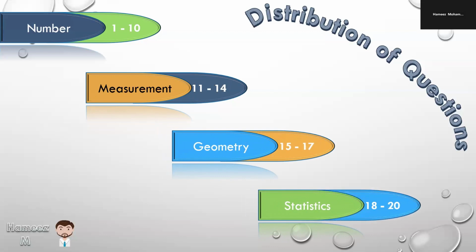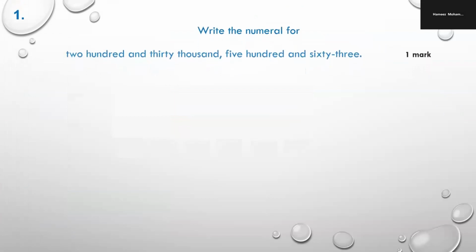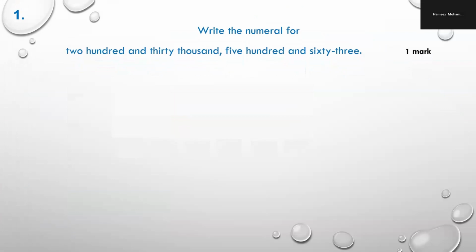Let's go on now to number 1. As we look at that question here, which of course falls under the strand of number: write the numeral for 230,563. And of course, some students can do this automatically, and that's fine. But we would just want to have a little revision in how we can approach this question.